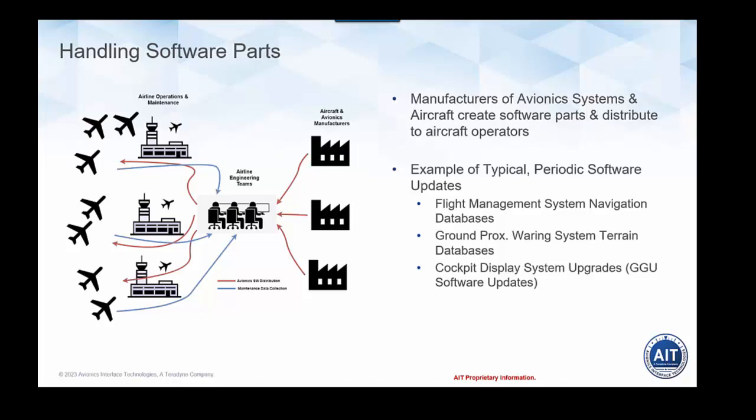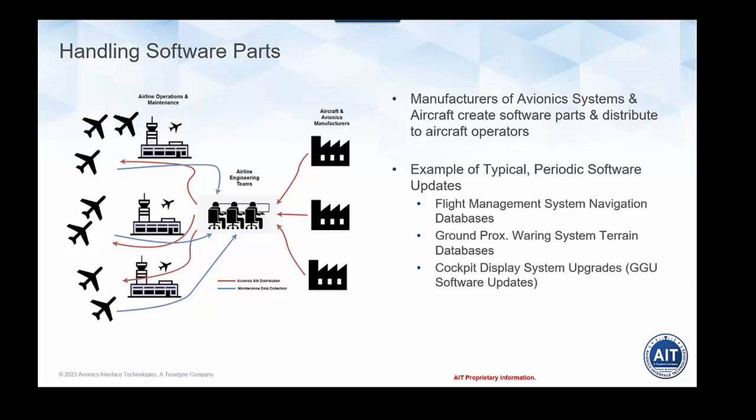You can kind of think of it typically as aircraft manufacturers and manufacturers of avionics systems. They are responsible for constructing and packaging the software parts that ultimately have to get out to and updated on the aircraft by the airline or the operators of those aircraft. So typically you have the software part, which is constructed at the avionics or aircraft manufacturer. It's then provided to airline or the aircraft operator engineering teams, who then distribute those software parts out to data loaders and maintenance groups, and indicate specifically which aircraft and which systems those software parts have to get loaded to.